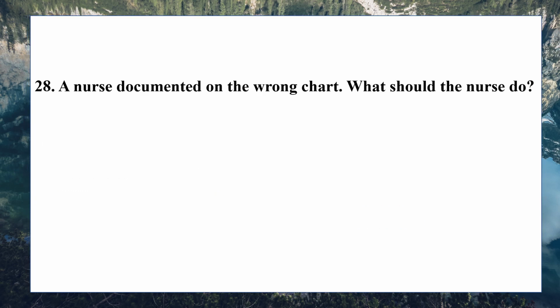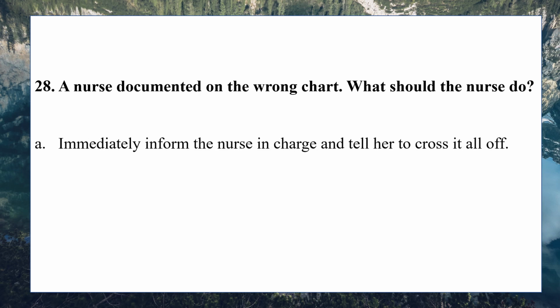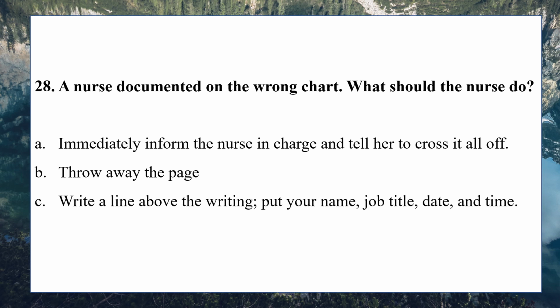A nurse documented on the wrong chart. What should the nurse do? Option A. Immediately inform the nurse in charge and tell her to cross it all off. Option B. Throw away the page. Option C. Write a line above the writing. Put your name, job title, date and time. Option D. Ignore the incident.